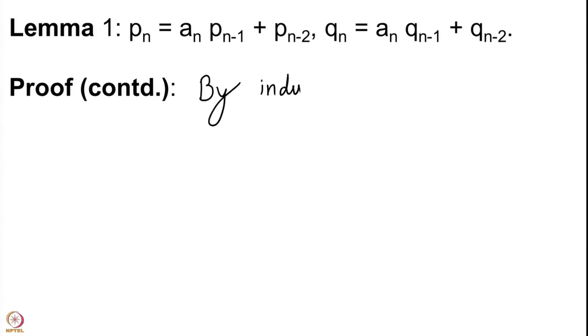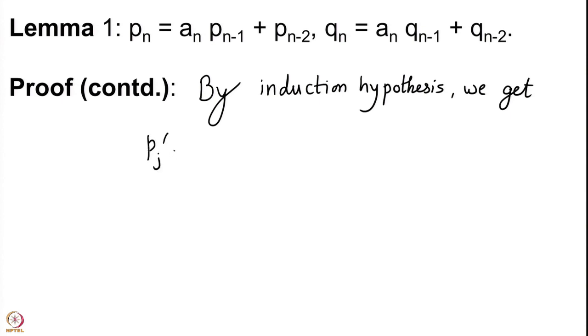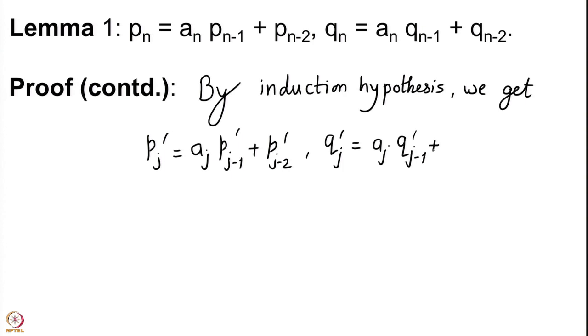By induction hypothesis, we get Pj prime equal to Aj Pj minus 1 prime plus Pj minus 2 prime, and Qj prime equal to Aj Qj minus 1 prime plus Qj minus 2 prime.